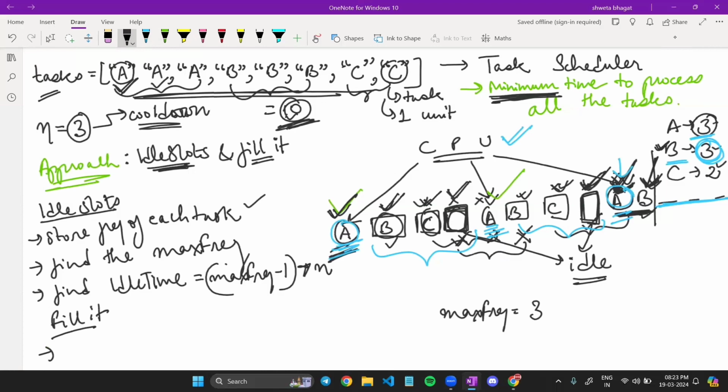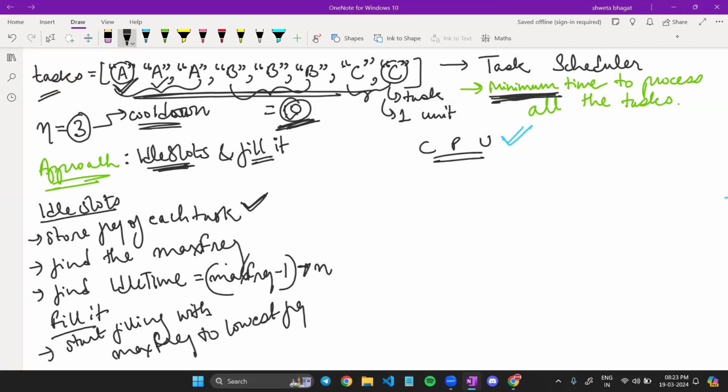And lastly, we fill C because it has the lowest frequency. Correct. So we start filling from max frequency to lowest frequency. Correct. Okay, now let's quickly do a dry run.